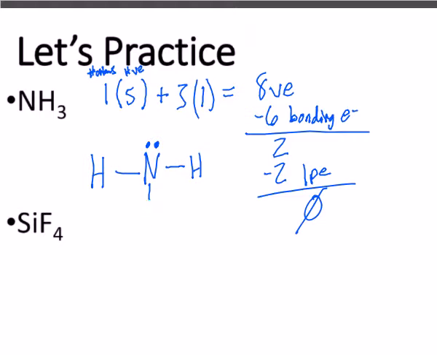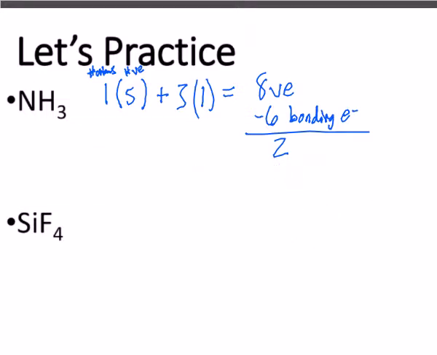I'm going to give myself some space and erase this. What's my first step, guys? Determine the number of valence electrons. So, I've got 1 silicon. How many valence electrons does silicon have? 4. Plus, how many fluorines do I have? How many valence electrons does fluorine have? 7. Oh, we got a lot of electrons here.